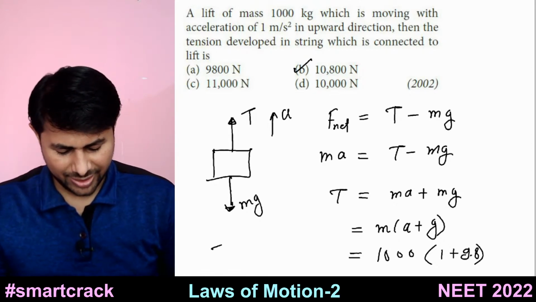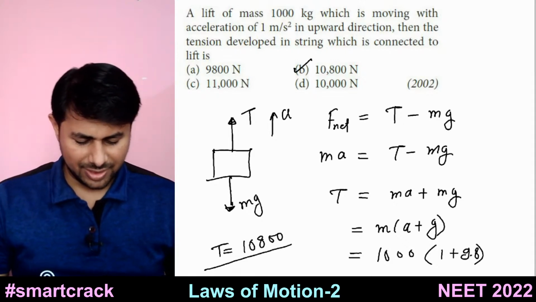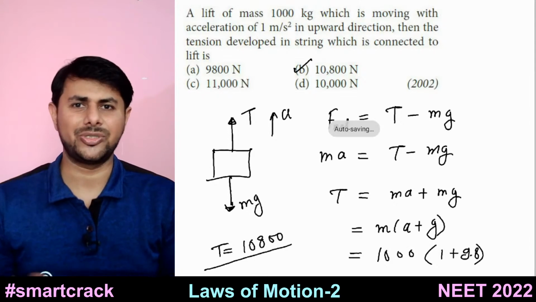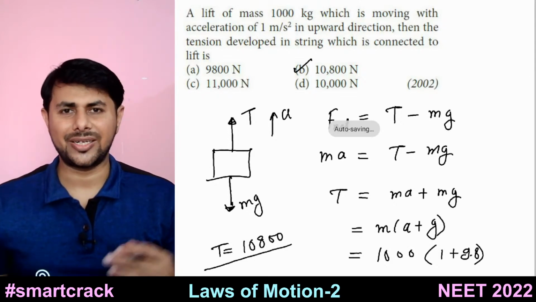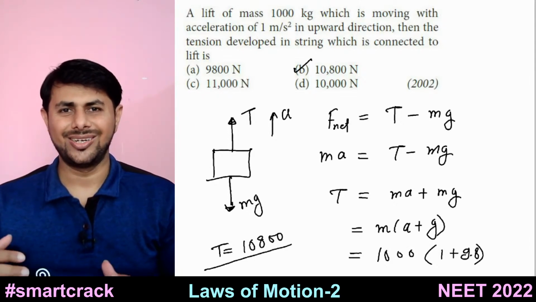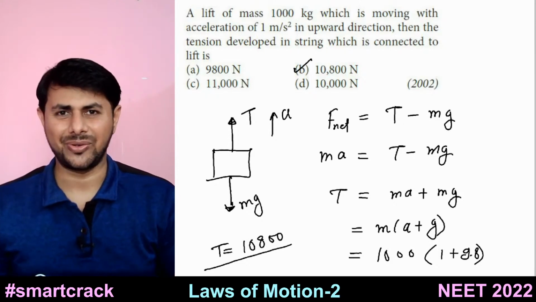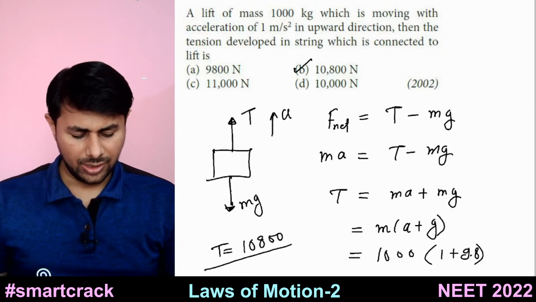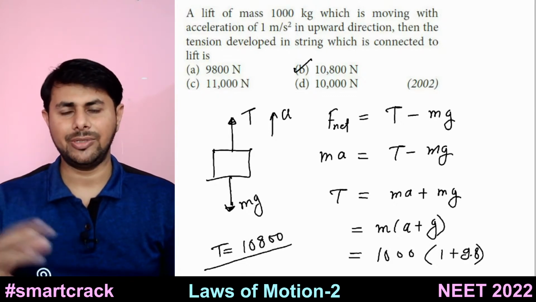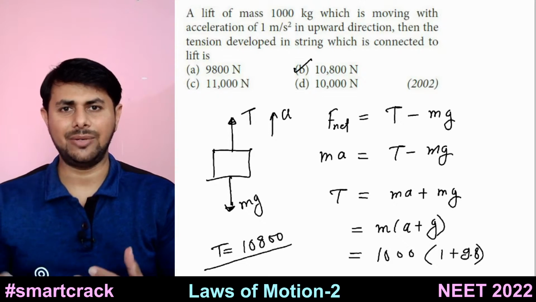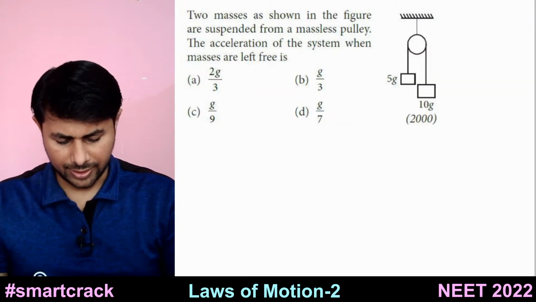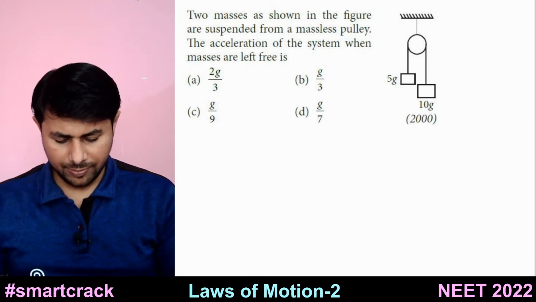Okay, so T is equal to what? 10,800. This tells us that we should look at all the options first before confirming that g is indeed equal to what? 9.8. For simplicity we take it to be equal to 10, but there can be some option which is calculated using 9.8. All right, so let's move on to another problem.